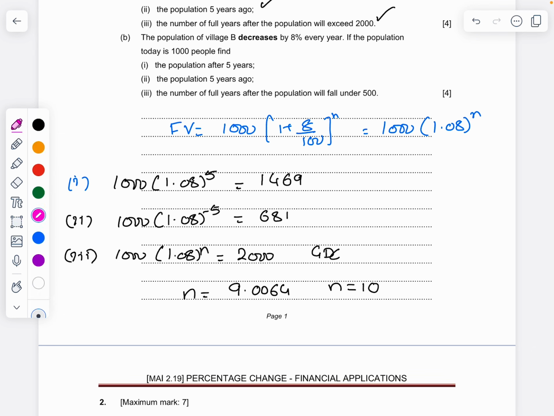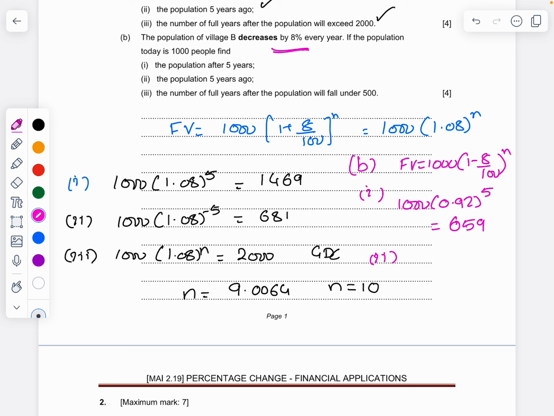Now coming to part B. First part. If it decreases by 8%, in that case the formula for the final value will be 1000 times (1 minus 8 upon 100) to the power of n. So first part, it is after 5 years. So it is 1000 times 0.92 to the power of 5, which is going to be 659.